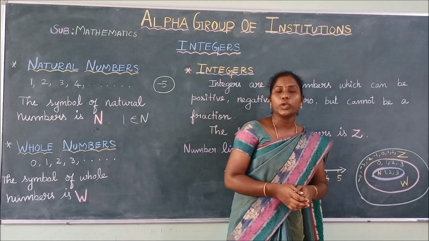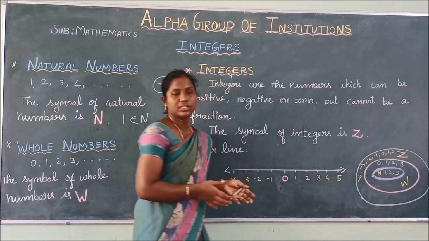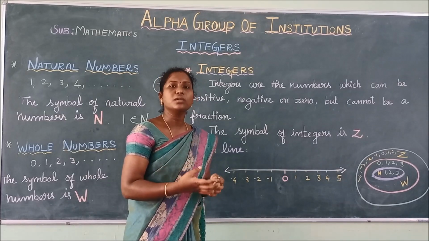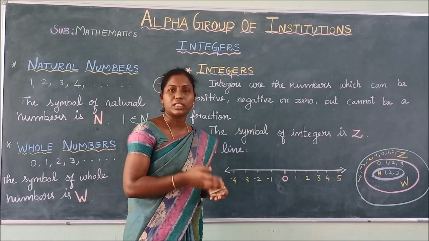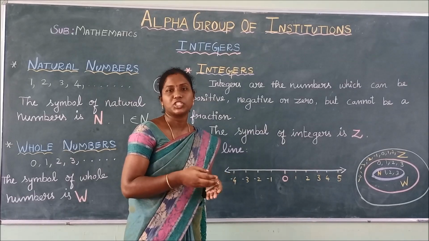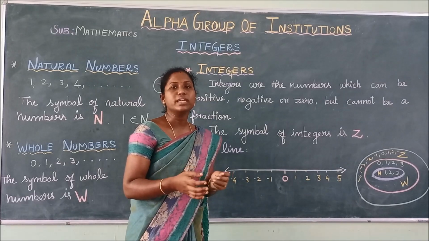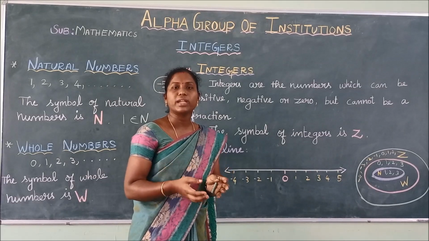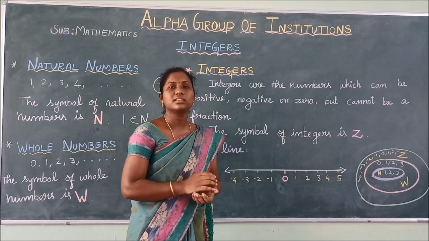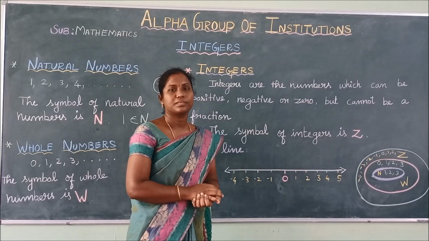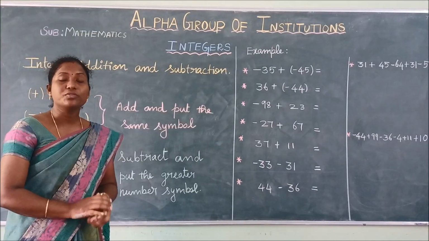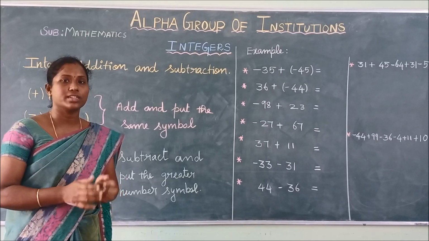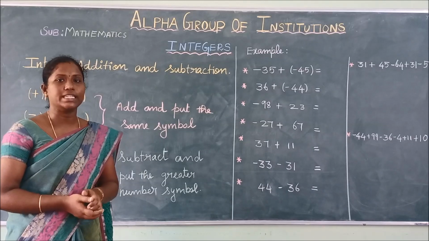Next we are going to solve integers. We are going to use the integers for solving mathematical operations: addition, subtraction, multiplication and division. We have to know the basics of how to add or subtract integers. Children, first we are going to see how to use the mathematical operations addition and subtraction on integers.